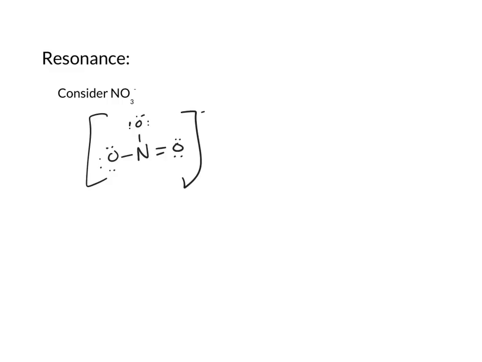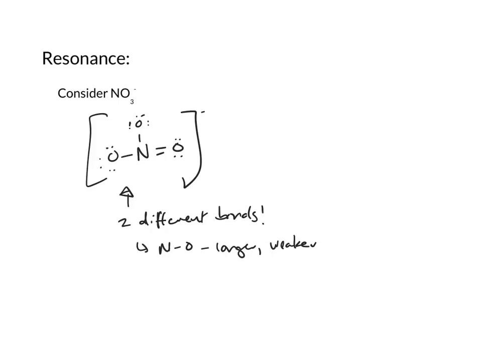Okay, so let's look at this structure in a little bit more detail. If this structure, the one that we drew right here, is the actual structure for nitrate, when we look at it, what we should see are 2 different types of bonds. If this were what nitrate actually looks like, some of the NO bonds would be single, so they'd be longer and weaker than the other NO bonds, which would be shorter and stronger.